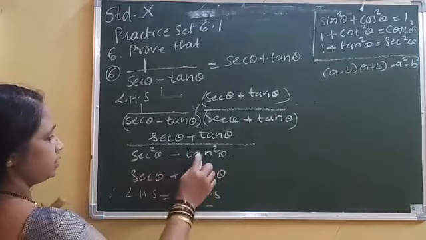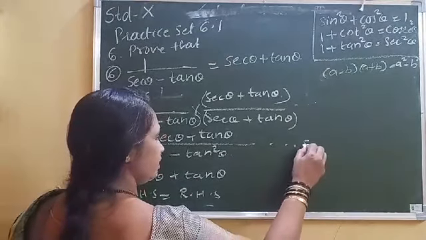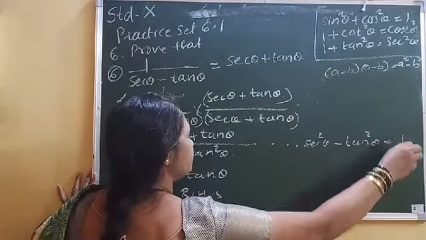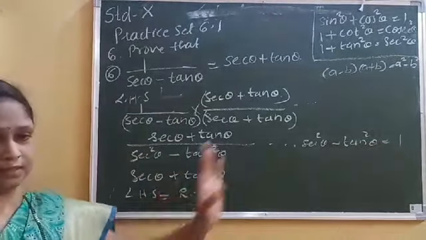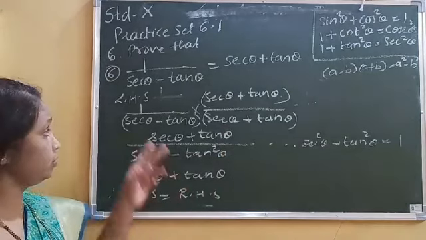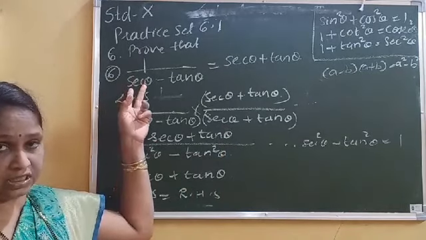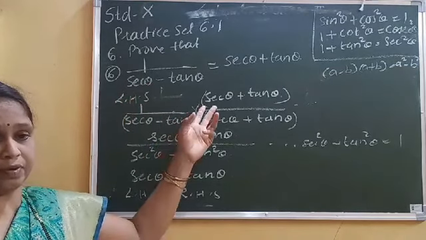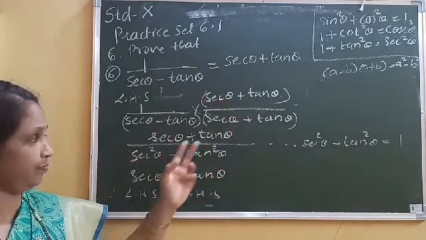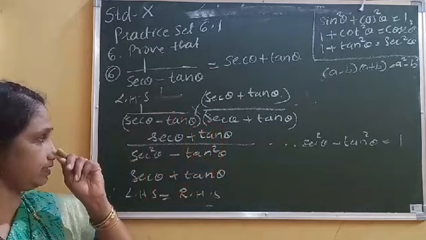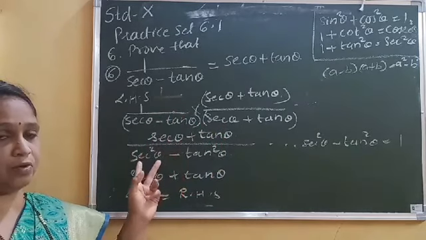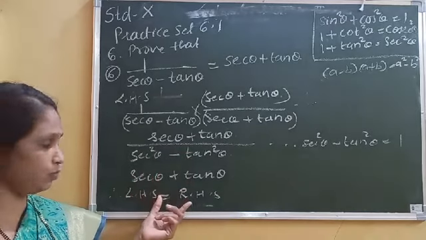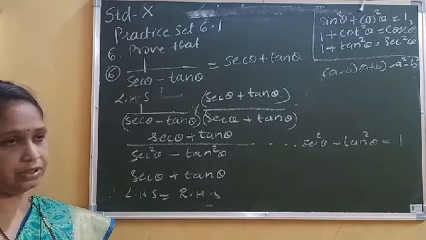Okay, so here sec square theta minus tan square theta is equal to 1. Why is this so? Due to the identity. So once again, in this example you have to multiply and divide by sec theta plus tan theta. After that we have got sec theta plus tan theta upon sec square theta minus tan square theta, and this is the identity, this is 1. So LHS is equal to RHS.